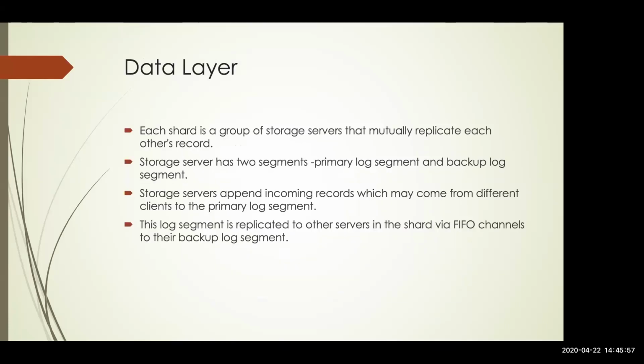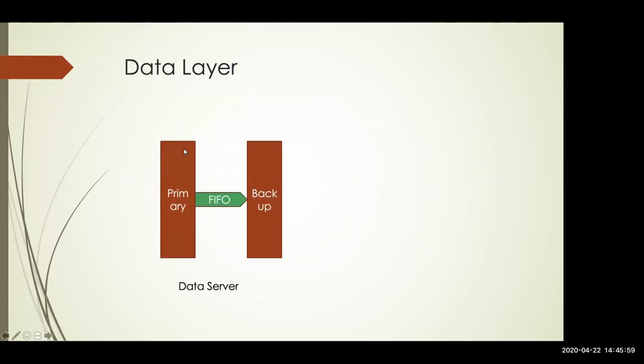Data layer. Each data server actually has two parts, one is primary and one is backup. When the client sends records to the primary, the primary sends the records in first in, first out order to the backup. And each shard has multiple data servers.